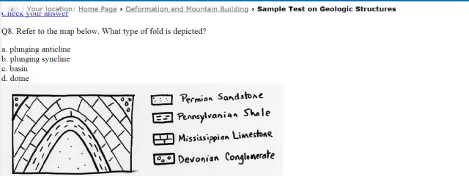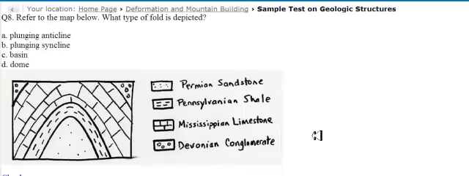Okay, this one here. It's another map. Refer to the map below. What type of fold is depicted? On this geologic map, yet again, no strike and dip symbols. We're going to have to go by the relative ages of the rocks. And uh-oh, I didn't tell you these terms. We didn't go over these terms like Devonian, Mississippian, Pennsylvanian, and Permian. There are different geologic periods in the Paleozoic, but Devonian's the oldest of the ones listed.